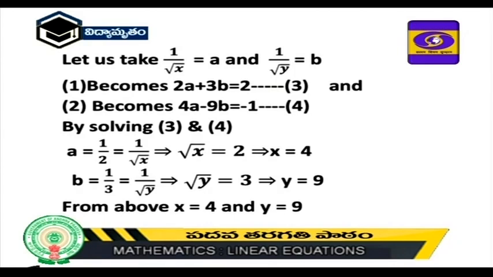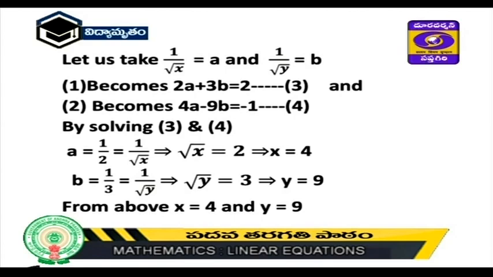By solving these equations 3 and 4, we will get a equal to 1 by 2, that is equal to 1 by root x. Here a is 1 by 2. How do we find the values of a and b? By using the substitution or elimination method already. Using the elimination method will be easier for you.